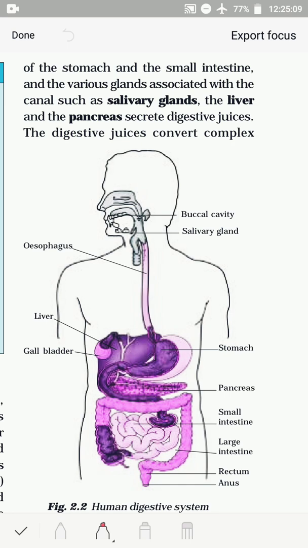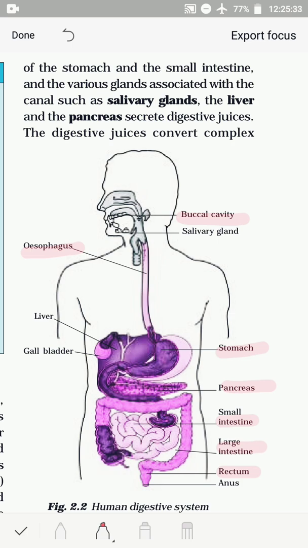What are the parts of our digestive system? Starting from here, buccal cavity, then esophagus, stomach, pancreas, small intestine, large intestine, rectum, anus. It is a tube which has taken different shapes at different places, and these are differently named also. That is called the alimentary canal.